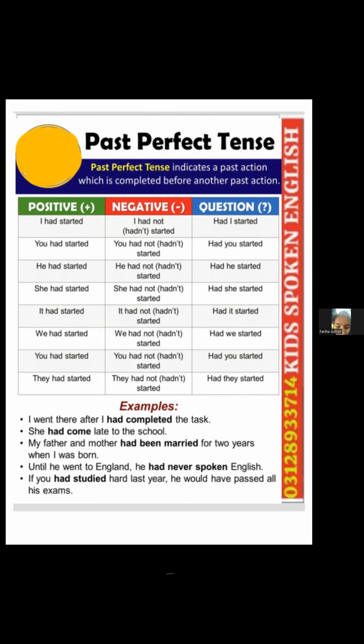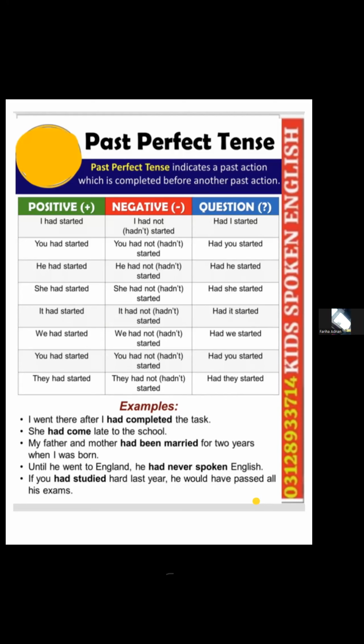If you had studied hard last year, you would have passed all the exams. So, dear student, is it clear? Is it clear to you now? Yes, ma'am.